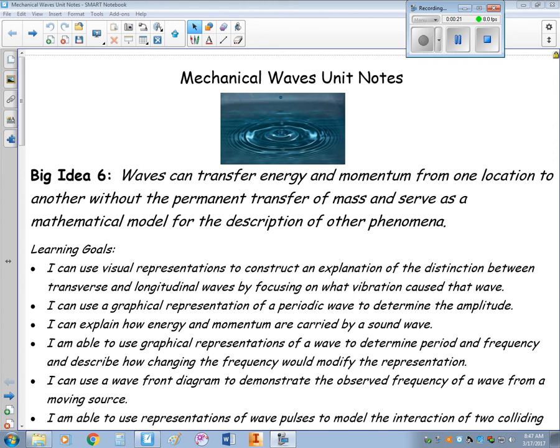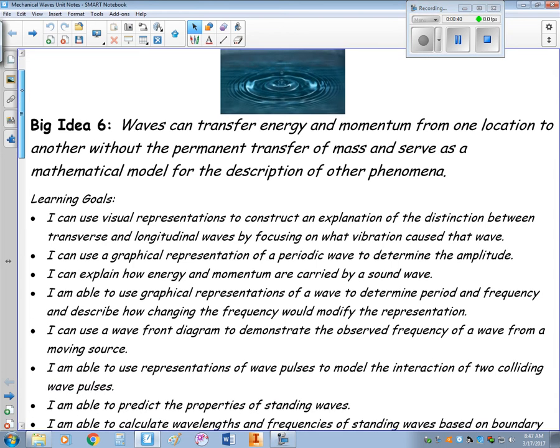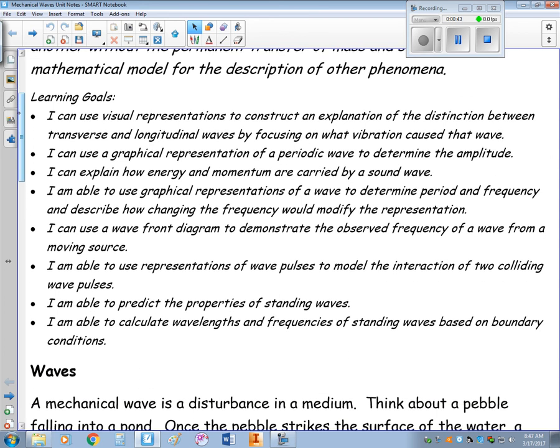Waves can transfer energy and momentum from one location to another without the permanent transfer of mass. Also, waves serve as a mathematical model for the description of other phenomena. That gets into quantum mechanics and some other upper level, modern physics type ideas. So for this unit, like I said, we got a lot of learning goals.